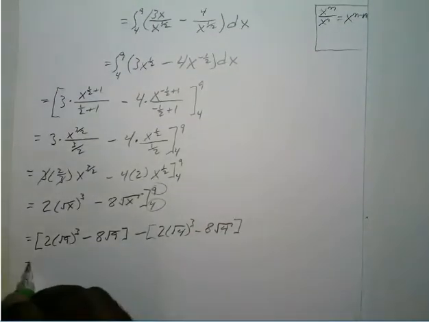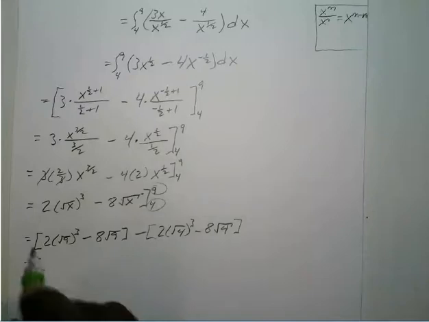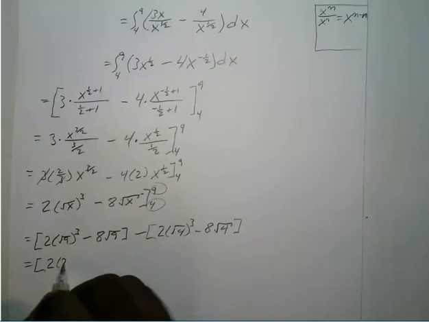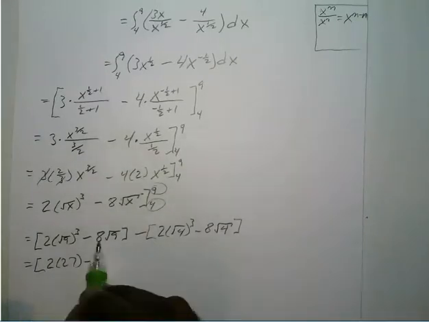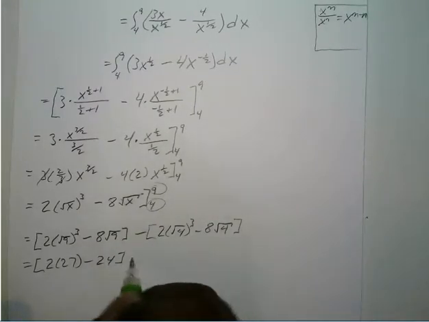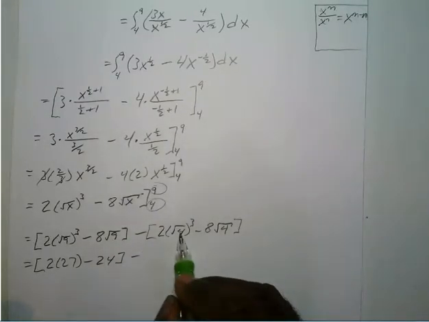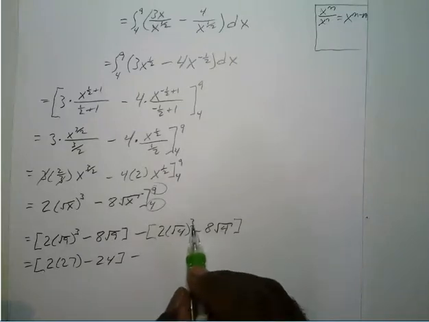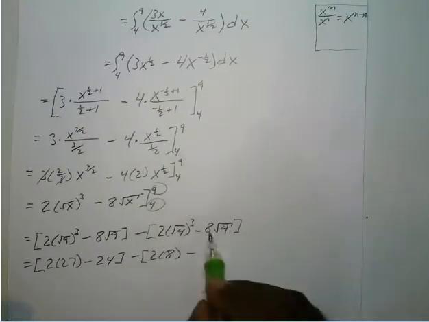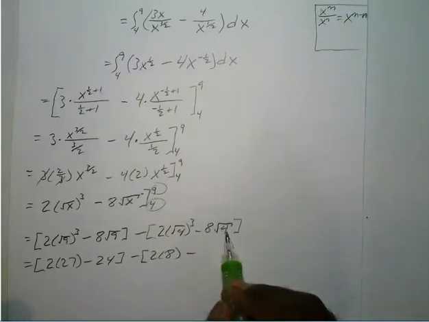Okay, so if we simplify each one of those terms, we have 2 times square root of 9 is 3, so 3 to the third power is 27, minus square root of 9 is 3, so 8 times 3 is 24, minus square root of 4 is 2, 2 to the third power is 8, you have 2 times 8, minus square root of 4 is 2, 8 times 2 is 16.